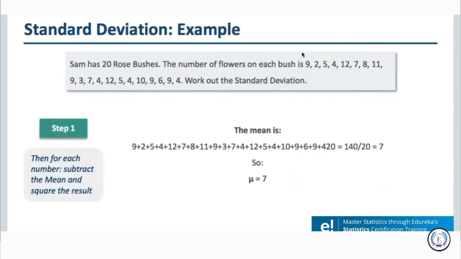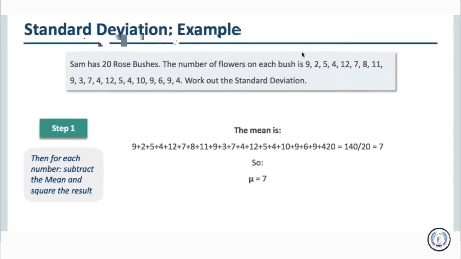Let's take a look at this example in order to understand standard deviation. Say, for example, Sam has 20 rose bushes. The number of flowers on each bush is 9, 2, 5, 4, 12, 7, 8, and 11, and a few other values. Now we need to calculate the standard deviation. As I told you, standard deviation and sample variance revolve around the mean value. So first of all, we need to calculate the mean value. Here in this case, the mean value is 7.